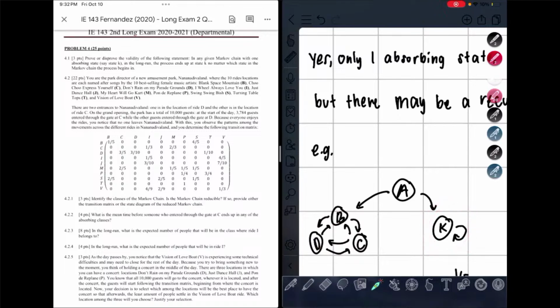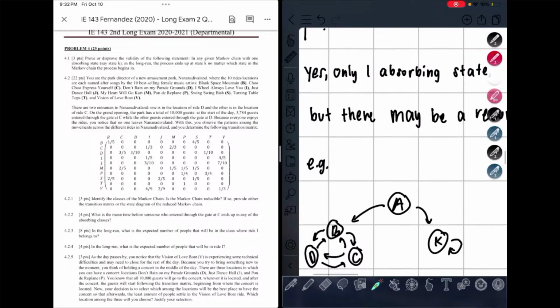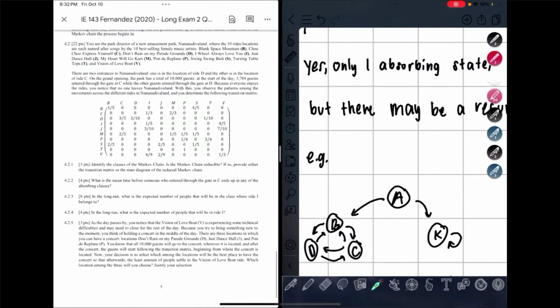Right? So I guess it's a fair true or false question. But you have to take note that the problem doesn't say anything about recurrent classes. So in my case, there is only one absorbing state but there is a recurrent class, so the process still won't go to that absorbing state. Yeah. So that's for 4.1.